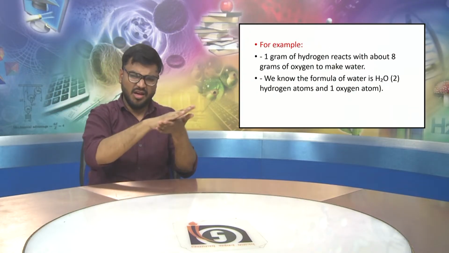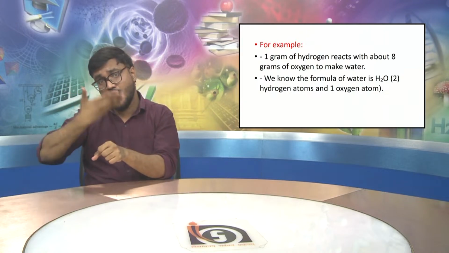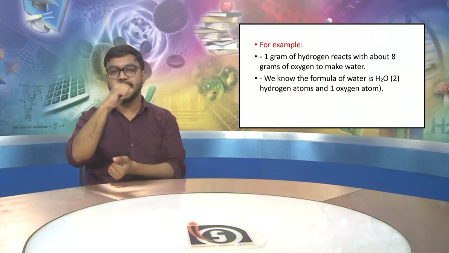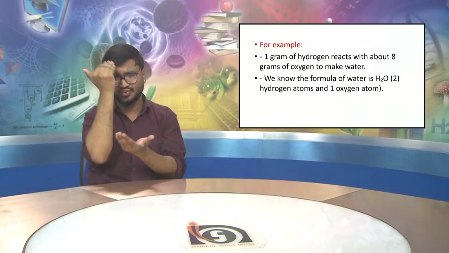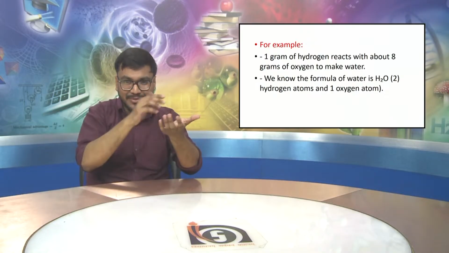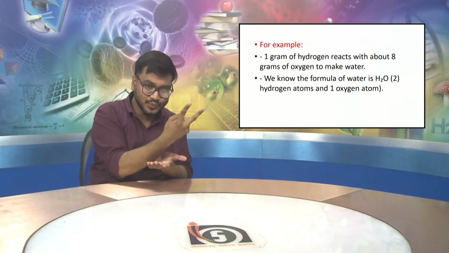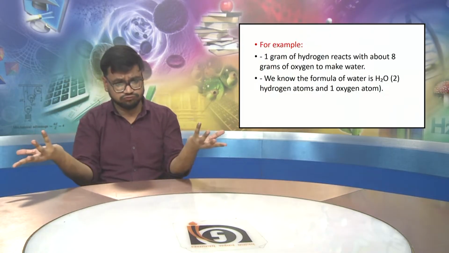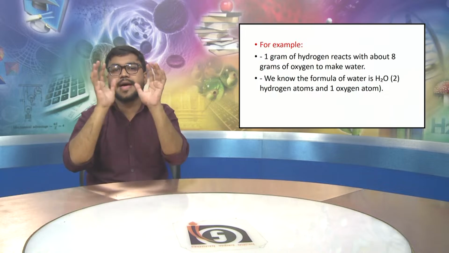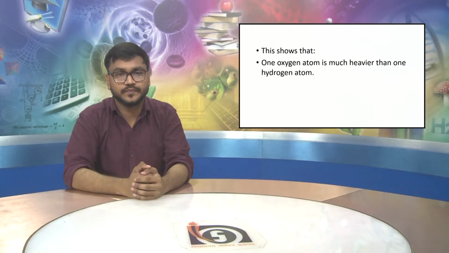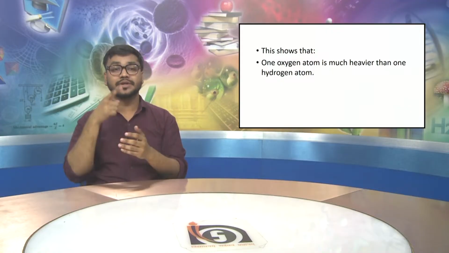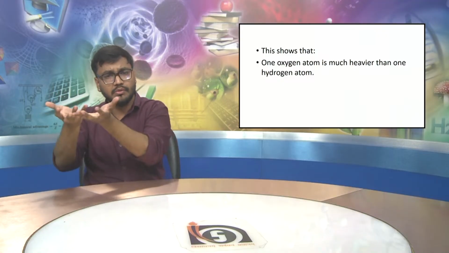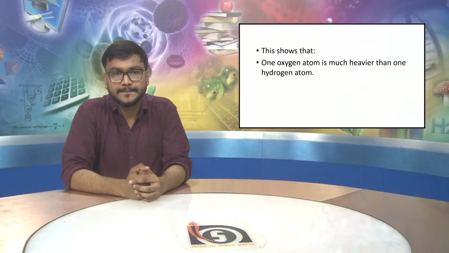For example, 1 gram of hydrogen reacts with about 8 grams of oxygen to make water. We know the formula of water is H2O, including 2 hydrogen atoms and 1 oxygen atom. This shows that one oxygen atom is much heavier than one hydrogen atom.